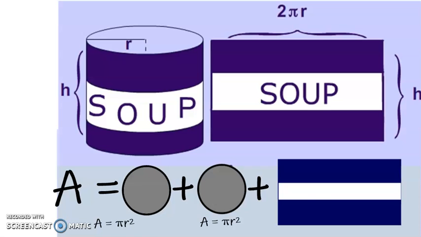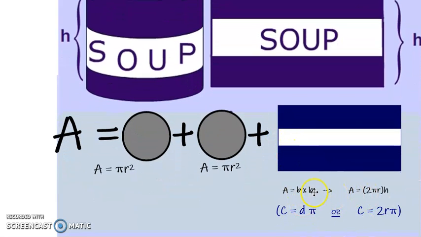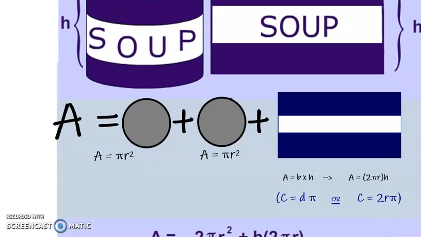Let's look at this. The area of one of the circles is pi r squared. That's one circle. The other circle would be pi r squared, so we can add these together and get 2 pi r squared. And then we've also got the label on the can. You often think it's base times height, but we don't have a base here. We have to recognize that it's 2 pi r, and then times the height. Maybe you can't remember circumference, so it's either d times pi, and the diameter is 2 radiuses, so 2 radiuses times pi. That's how they got that information.